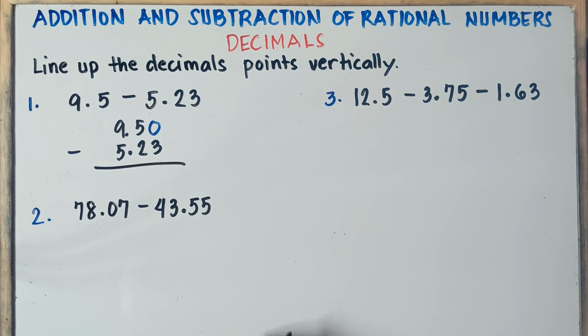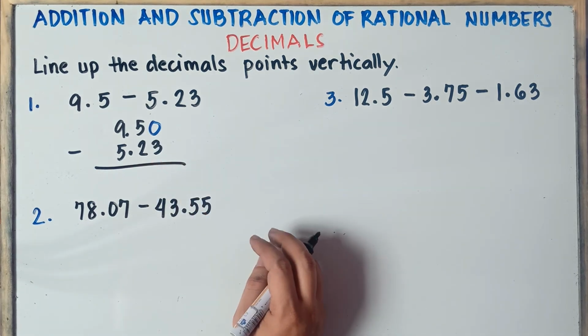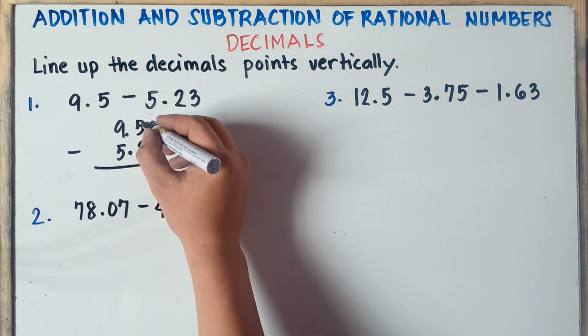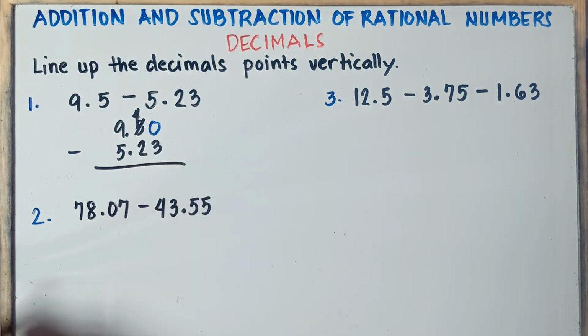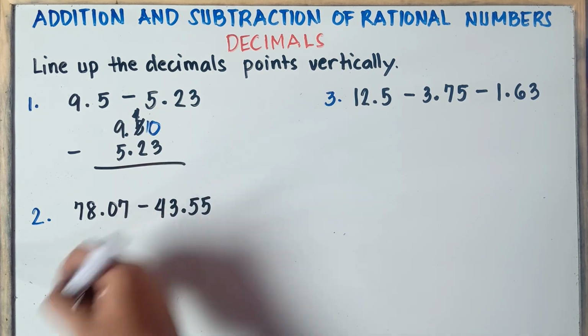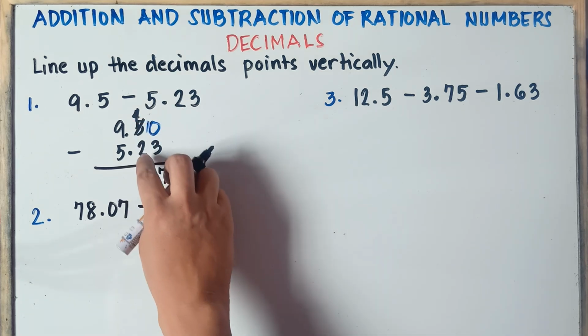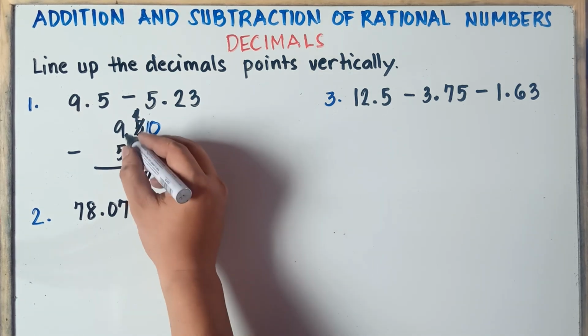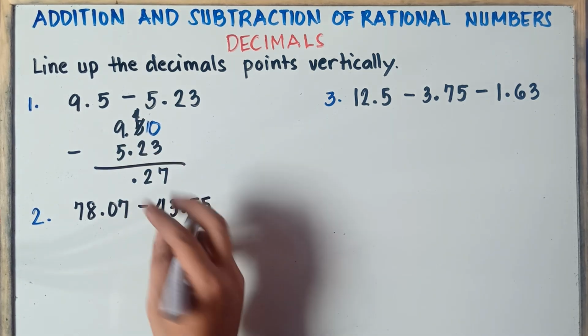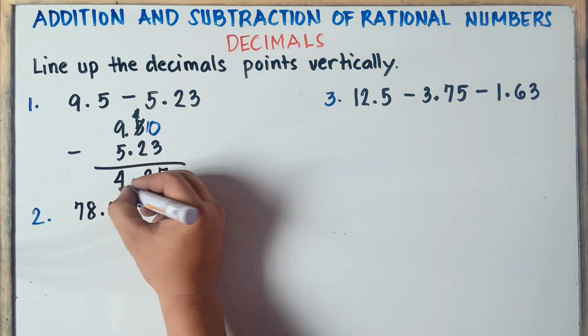So 0 minus 3, that cannot be. We need to borrow 1 from 5. This becomes 4, and this 0 becomes 10. So 10 minus 3 is 7. And then 4 minus 2, that's 2. Copy the decimal point. And then 9 minus 5, that's 4.